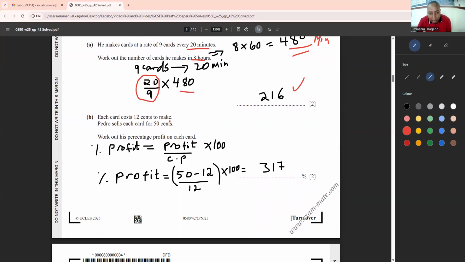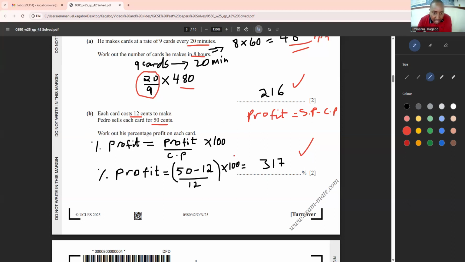Now, normally profit is given by something you need to know, guys. Profit will be given by selling price minus cost price. But the question here, they're saying work out the percentage profit. So to get percentage profit, you get profit over cost price times 100. But to get the profit, you have to do selling price minus cost price. What's the selling price? 50. What is the cost price? 12. So that's why you do 50 minus 12, divide by the cost price, times 100, and then you get that. Double check with your calculator if that's the answer, but the working is perfect and it's as easy as that.